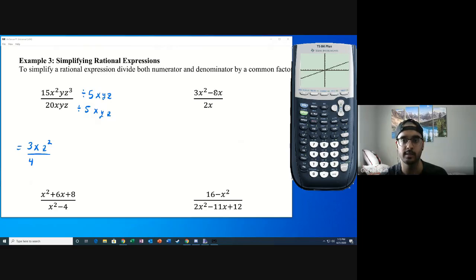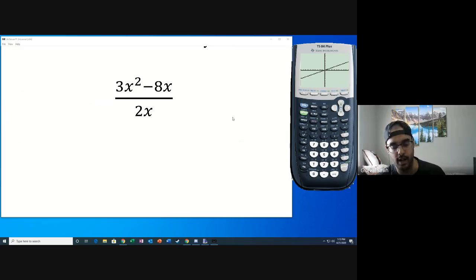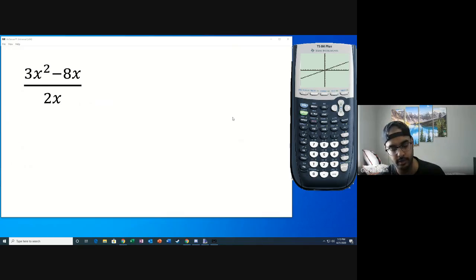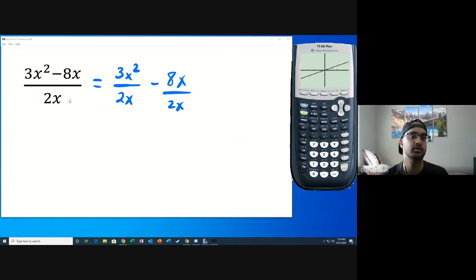I could do something similar for the second one, divide top and bottom by the same thing. I'm actually going to split up this into 2 fractions using our fraction rules that we learned in junior high. So the first piece will give me a 3x squared over 2x minus 8x over 2x. Now you can think about this as just subtracting fractions.